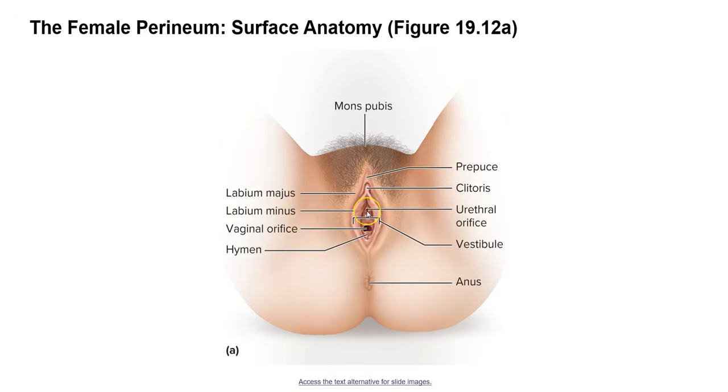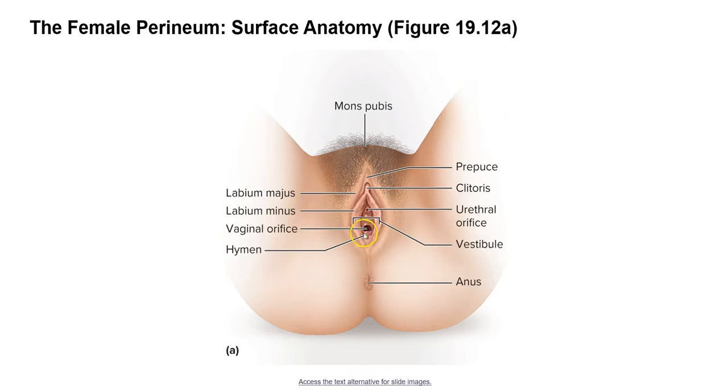Below the clitoris, we have the urethral orifice, which is where urine will exit the body in the female, and then posterior to that, we have the vaginal orifice, which enters into the vaginal canal, and then past that you can have the cervix and the uterus. Here you can see the hymen still intact, which is again a piece of tissue that partially covers that vaginal opening.